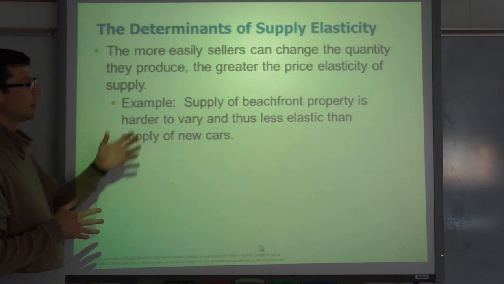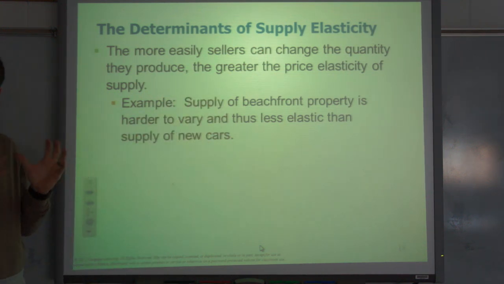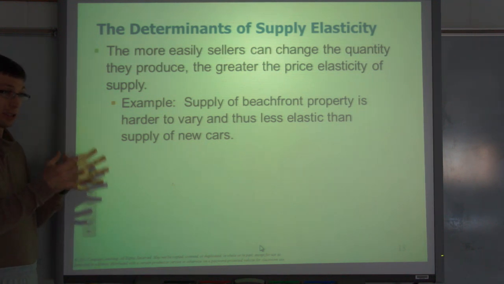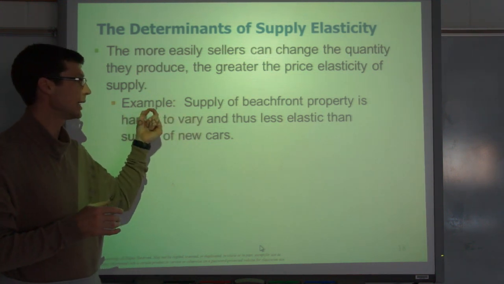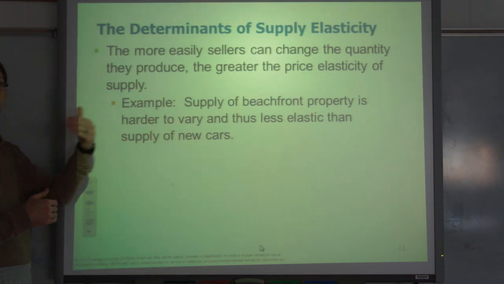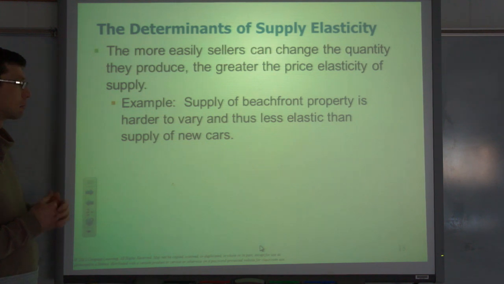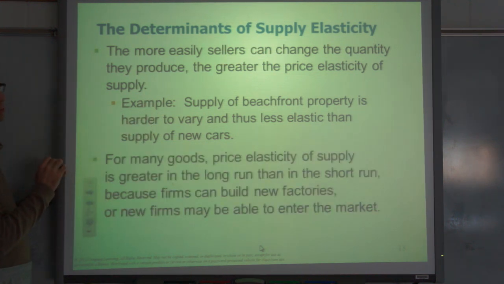So the example here, we give one called beachfront property. With beachfront property, we can't create really new beaches. So the supply of it is really inelastic. It's much more inelastic than, say, the supply of new cars. We can ramp up the production of cars probably in response to increases in price. But it's very difficult to create new beachfront property despite those increases in price.